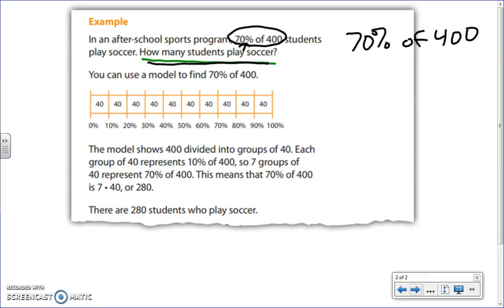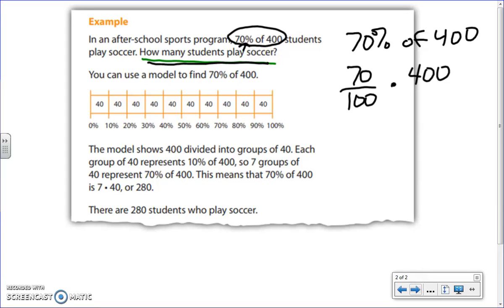So when I think about this in mathematical terms, instead of percents and words and numbers, I think, okay, well, percent means per 100. So I can consider 70% as 70 over 100. The word of indicates multiplication, and then we have, of course, 400.